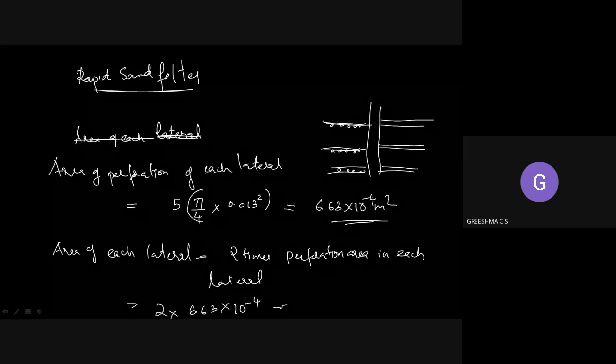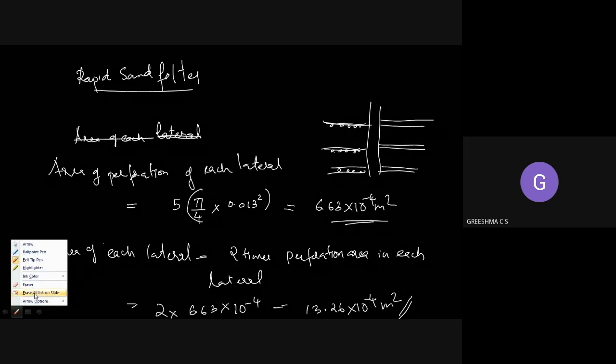6.63 into... 13.26. കിട്ടുന്നില്ലേ? 13.26 into 10 raised to minus 4. Okay, 13.26 into 10 raised to minus 4. അതാണ് ഏരിയ ഓഫ് വൺ ലാറ്ററൽ. ഓക്കെ, നൗ shall I rub this?